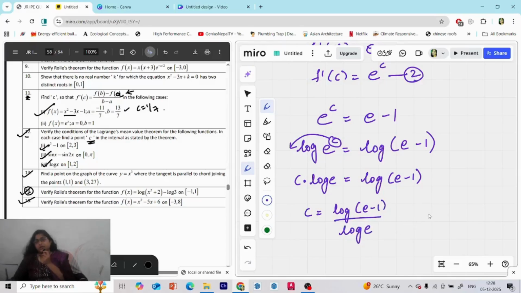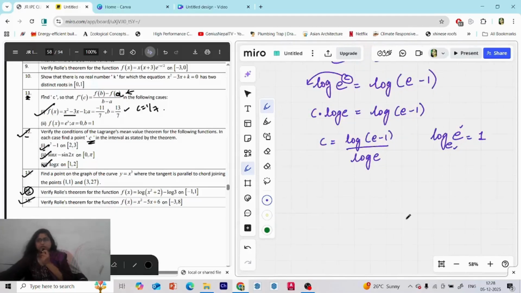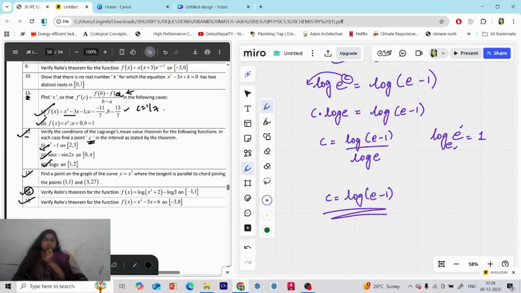Now what do we know about log e? Log e is nothing but log e to the base e. When the two base numbers are the same, what does it become? 1. So log e is actually 1. So c is equal to log of e minus 1. This is our answer. Okay, that's it. So we are done with this part.